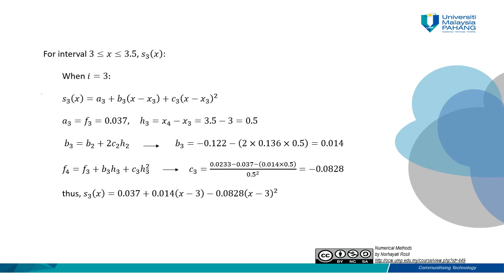Then continue for S3. Repeat the same procedure as before. Okay, we need to find the values for A3, H3, B3 and C3. Substitute into our formula. So this is the equation for S3 from 3 until 3.5.